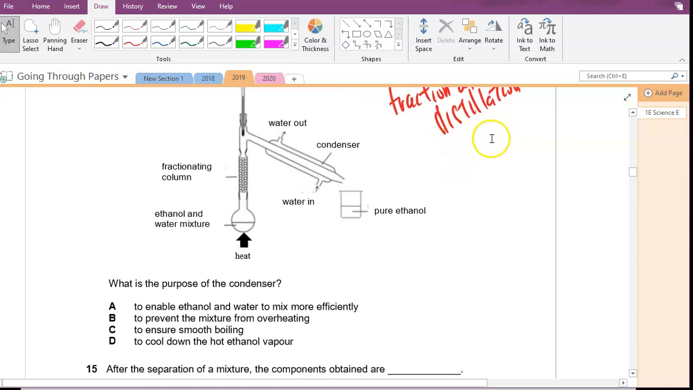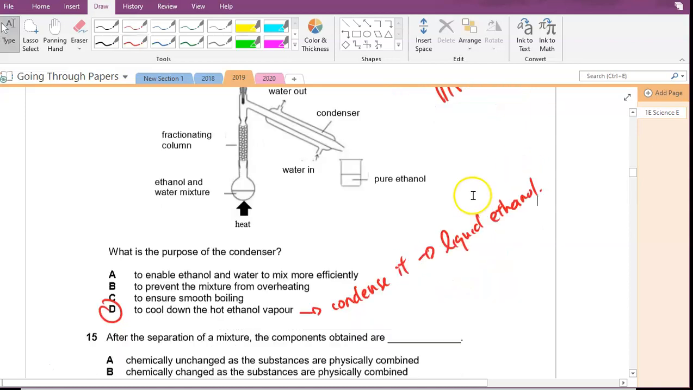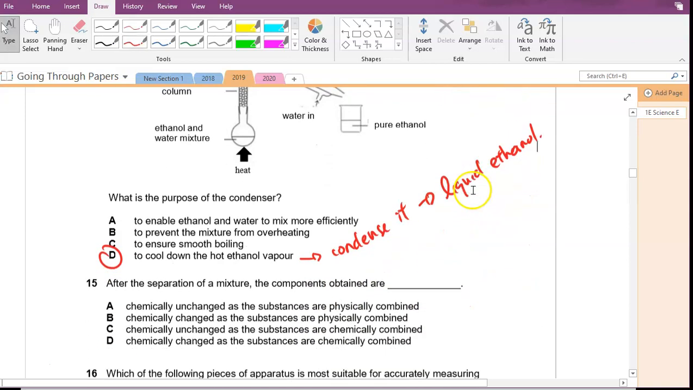So what's the purpose of the condenser? So the condenser actually is to cool down the hot ethanol vapor, condense it, so that you can get liquid ethanol. So it's not just really to cool it down, but to cool it down until it becomes a liquid. So therefore that's the purpose of the condenser.